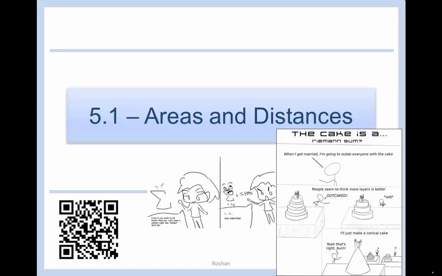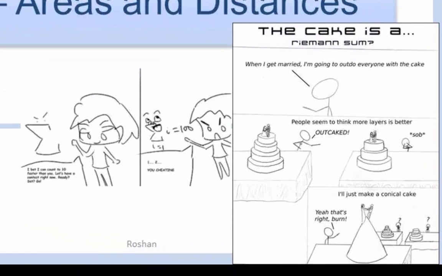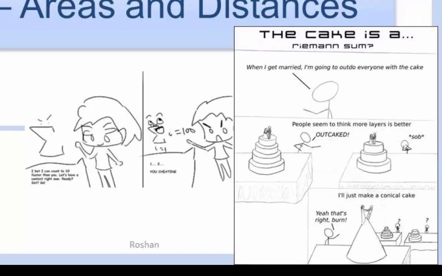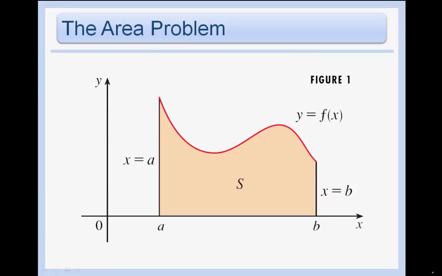5.1, areas and distances. The objective of our lesson today is to find the area under a curve. So in this diagram, we want to find the area of S.